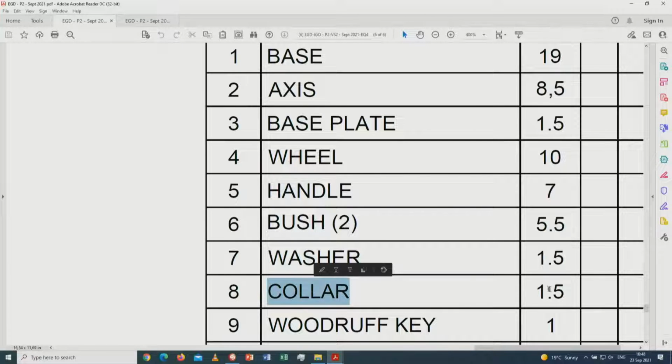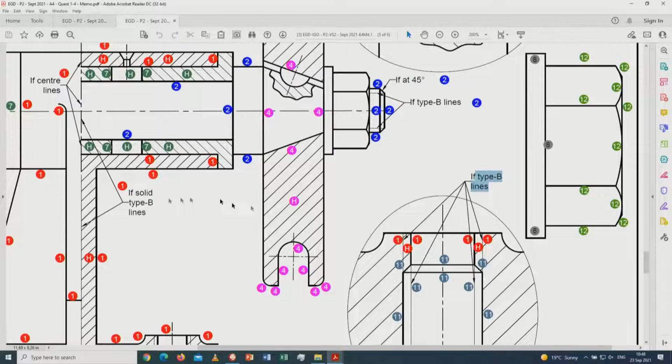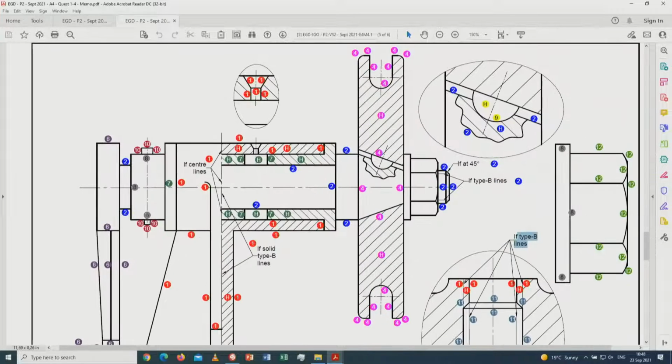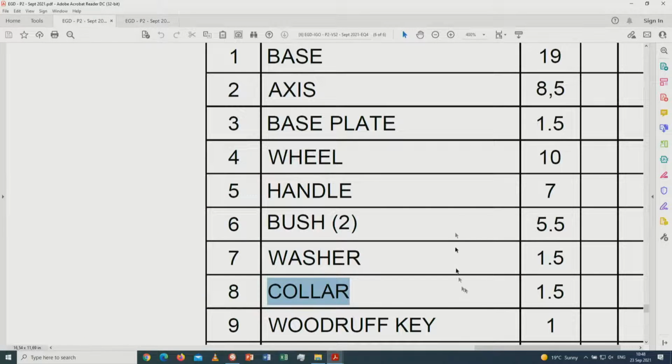For the collar, it's 1.5. If I go to the collar over here, remember this is the collar. This is 1, 2, and 3 for the collar itself. So it's 1.5 marks that I will see over there, and it will be that line over there.